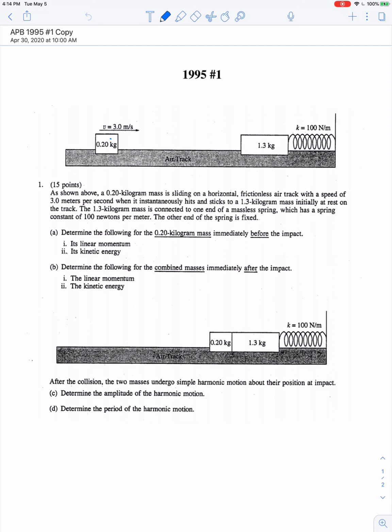We have a mass of 0.2 kilograms that's moving to the right with a speed of 3 meters per second, and it collides with a 1.3 kilogram mass, and they end up sticking together. So this is a perfectly inelastic collision. The first thing we have to solve for immediately before impact takes place is what's the linear momentum of the 0.2 kilogram mass. So this is very straightforward. Momentum is just the total quantity of motion of an object, so all we need to do is multiply mass times velocity. So 0.2 kilograms multiplied by 3 meters per second gives us 0.6 Newton seconds.